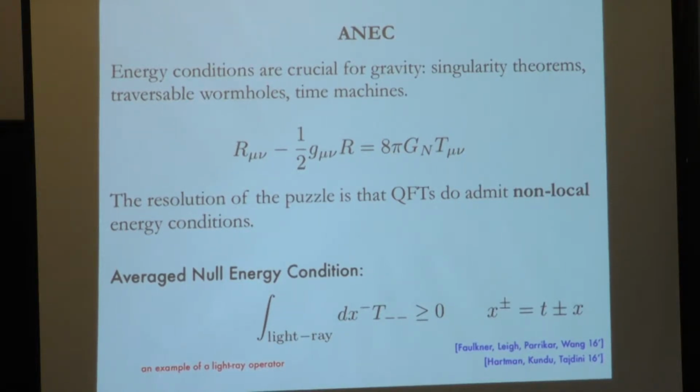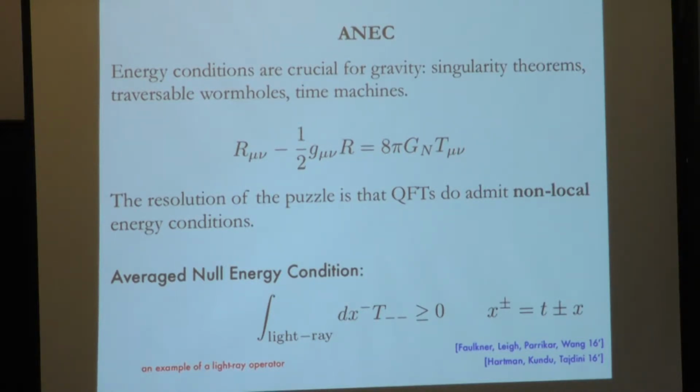One of the interesting features of this result is that in the paper by Faulkner, Leigh, Parrikar, and Wang, they use information theoretic methods. And in the paper by Hartman, Kundu, and Tajdini, they use bootstrap methods to prove the same result.